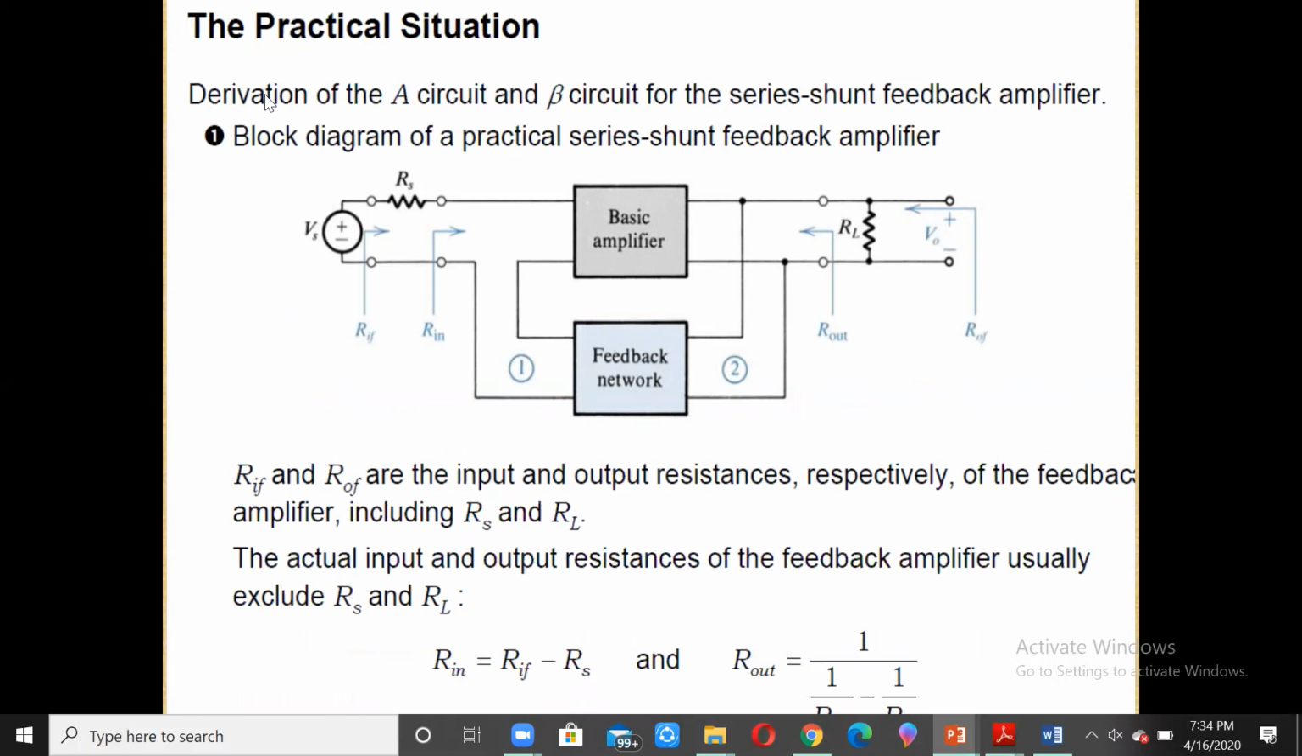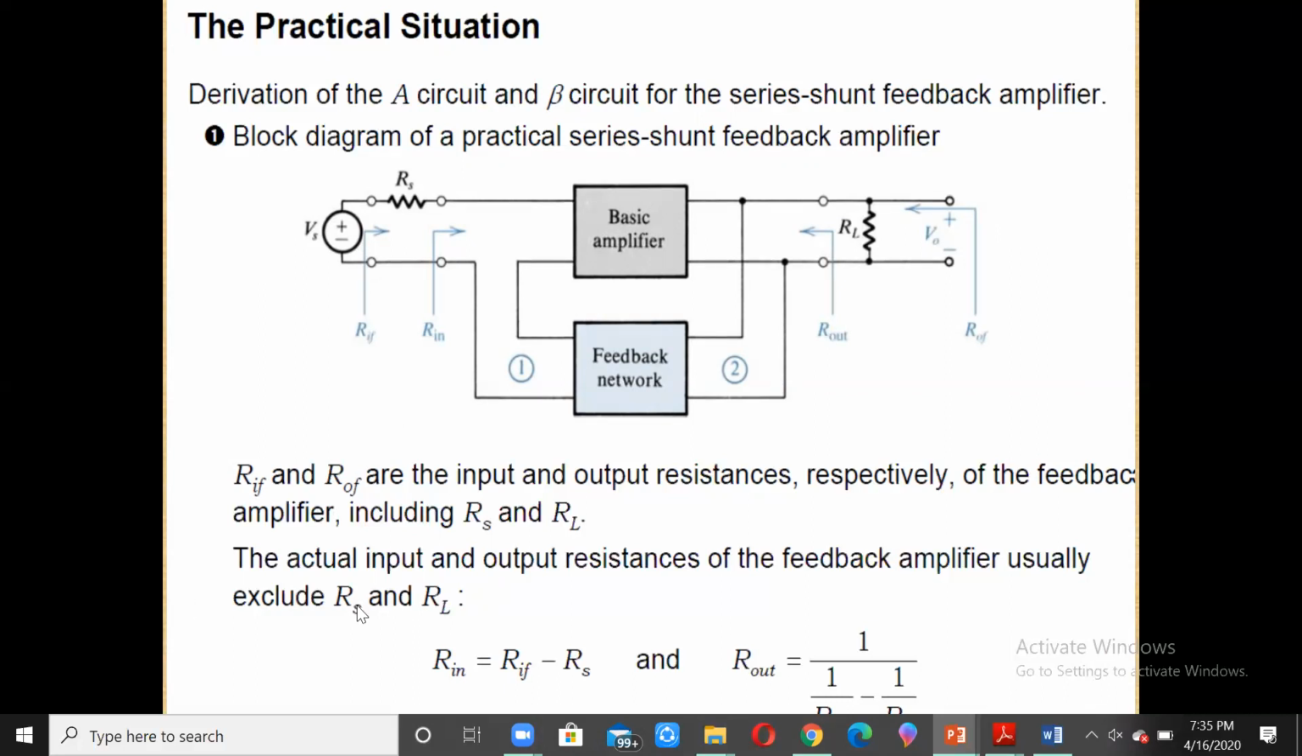Now coming to the practical situation, what we are trying to do is the source voltage has an internal source resistance Rs, and the output side will have the load. This load might be part of the input impedance of the device which is following this feedback amplifier. That input impedance is the one which loads this particular amplifier. Hence, we will consider it here as load impedance. Now, having the load resistance or load impedance over here, we again need to find out RIF and ROF.